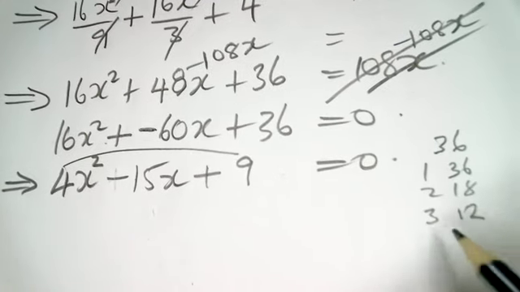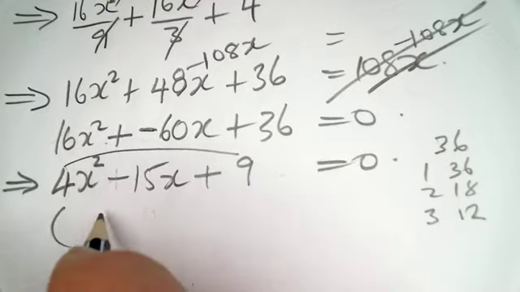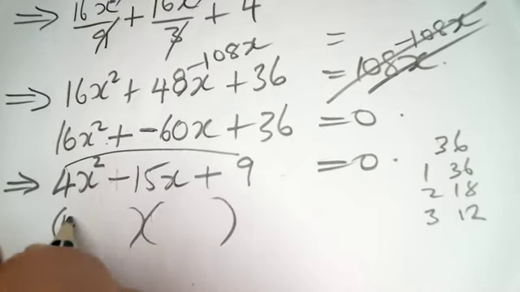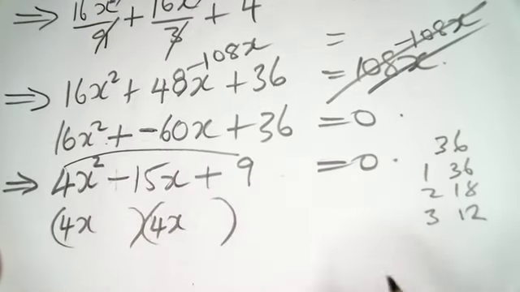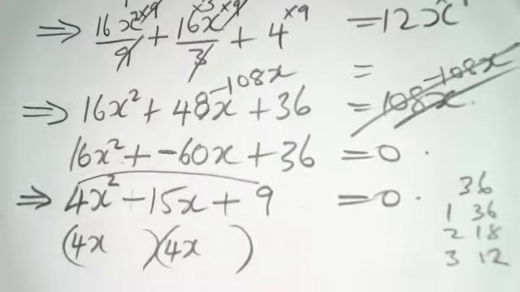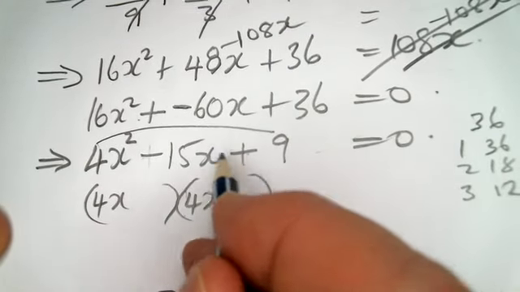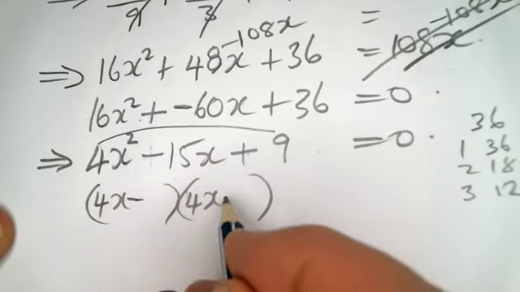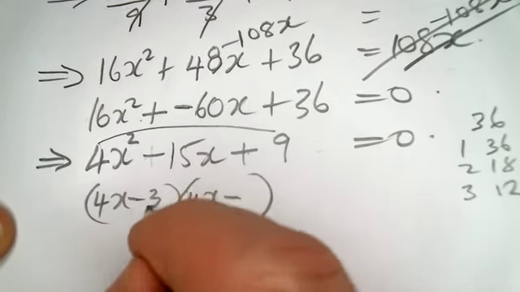And that's what we're after, 3 and 12, because we know we've got 4x on both sides. Signs are going to be the same, and both negative. So it's going to be 3 and 12.